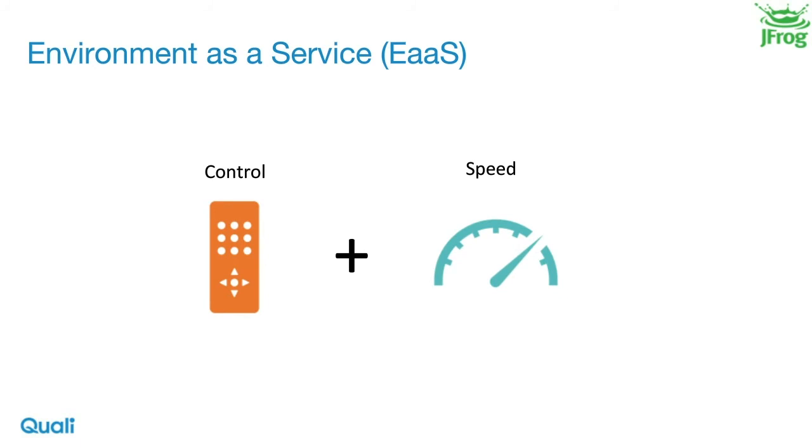So that's why we introduced this concept of environment as a service, which is essentially combining the best of both worlds. So we want to have control and we want to have speed, and how can we make it work so that we achieve both?